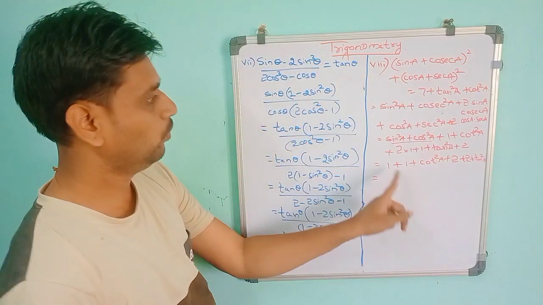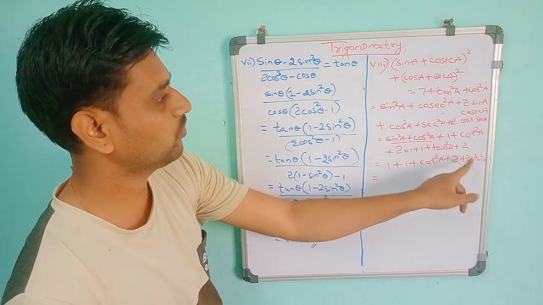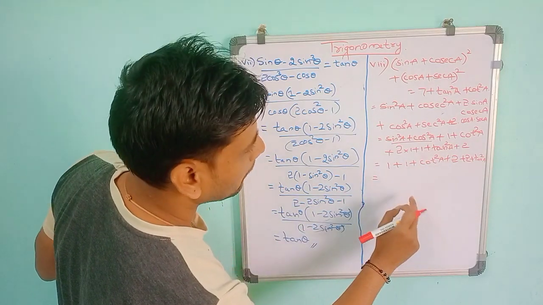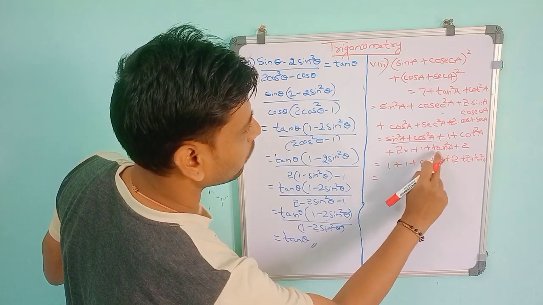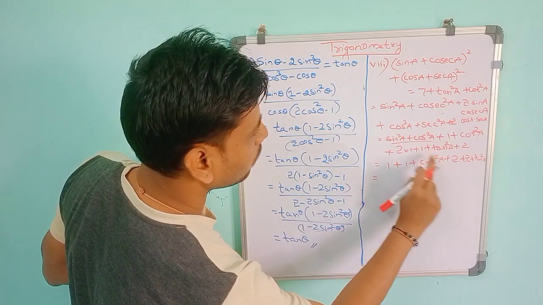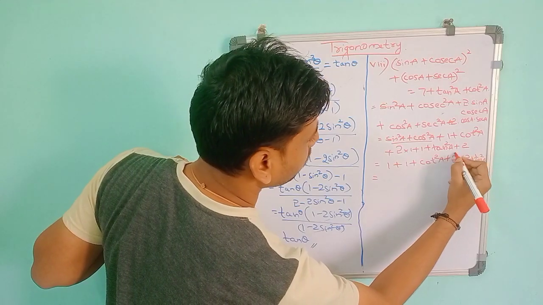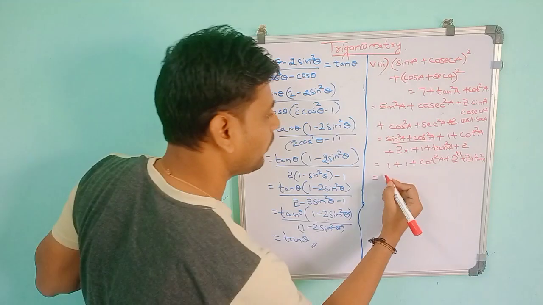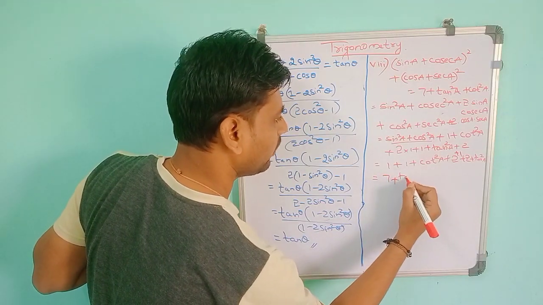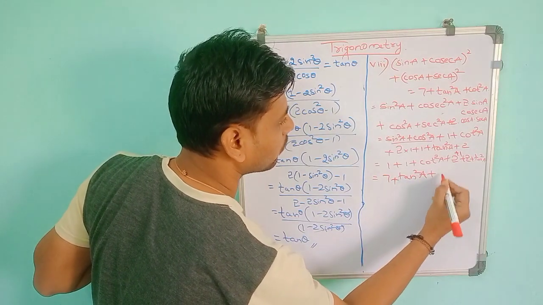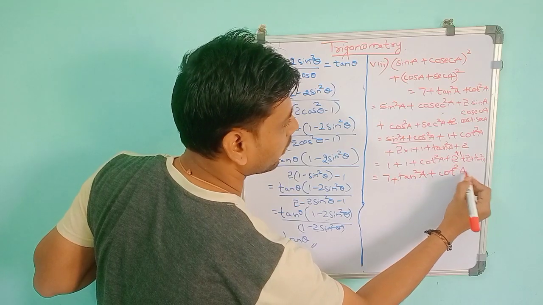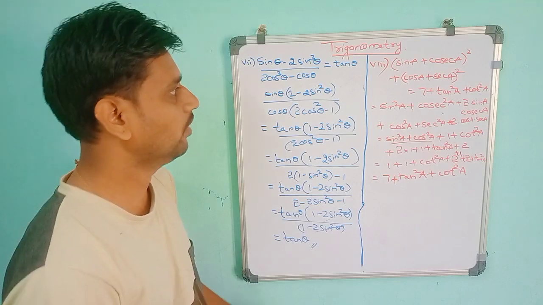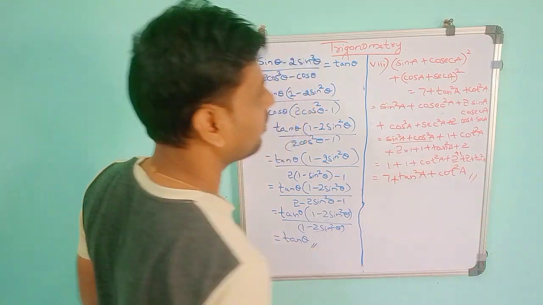This will be 1 plus 1 is 2, 2 plus 2 is 4, 4 plus 2 is 6, and 6 plus 1 is 7. 1 plus cot square A, 1 plus tan square A. So it will be 7 plus tan square A plus cot square A. So first step, this is the answer only. We got it, it is easy only.